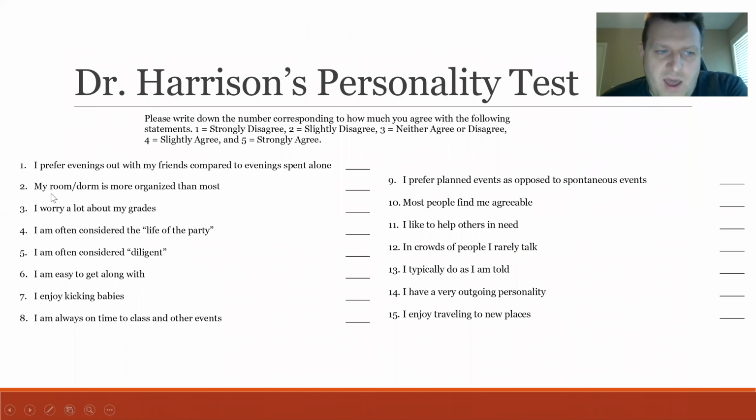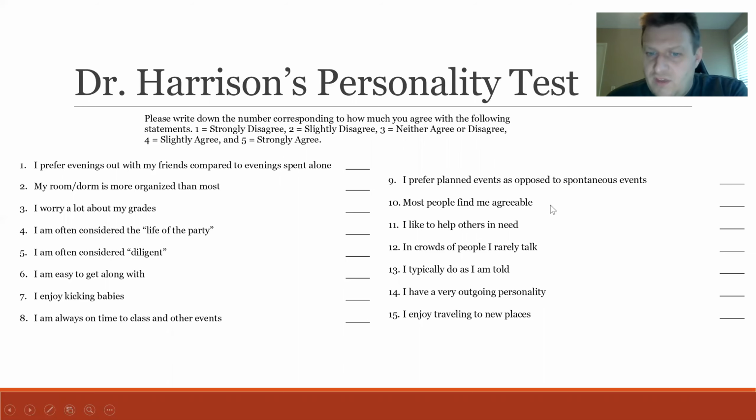2, my room/dorm is more organized than most. 5, I'm often considered diligent. All right, 8, I'm always on time to class and other events. 9, I prefer planned events as opposed to spontaneous events. Probably we're measuring something like organization. Maybe we might call it conscientiousness if we know a little bit about the Big Five theory of personality. So we seem to be measuring conscientiousness here.